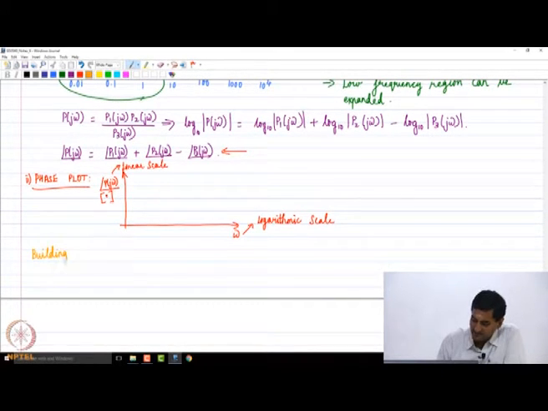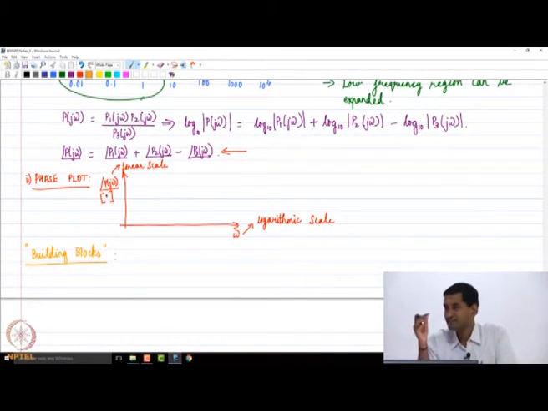What I call building blocks, let's say within quotes. Essentially these are the basic factors which can make up a transfer function, right? Think about whatever we have discussed till now. What are the potential factors that can come?